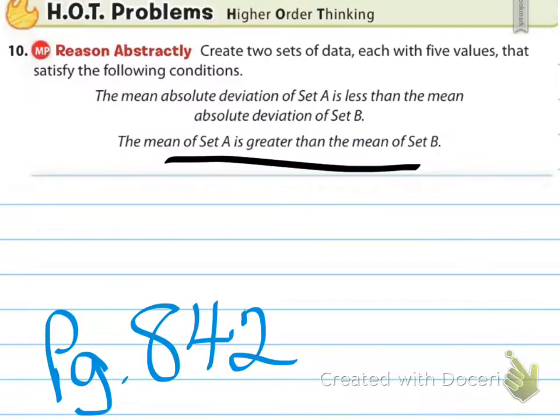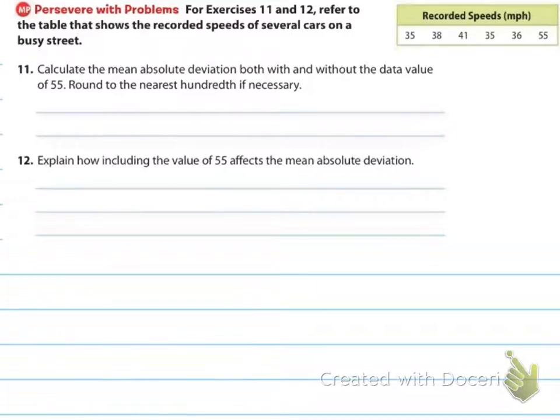Number 11, which I don't know if we're on 842 or 843 at this point, calculate the mean absolute deviations both with and without the data value of 55. Round to the nearest hundredth if necessary. This is referring to a table that shows the recorded speeds of several cars on a busy street. We have someone driving 35 miles per hour, 38, 41, 35, 36, and then I just came along going 55. So it's saying let's find the mean absolute deviation with and without the data value, and it wants to know how including 55 would affect it.